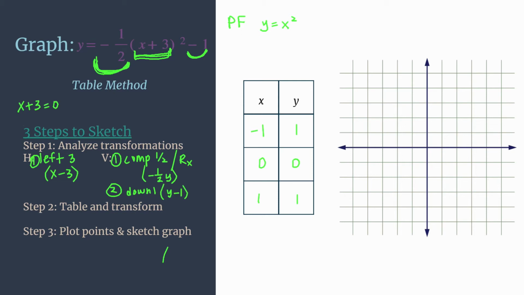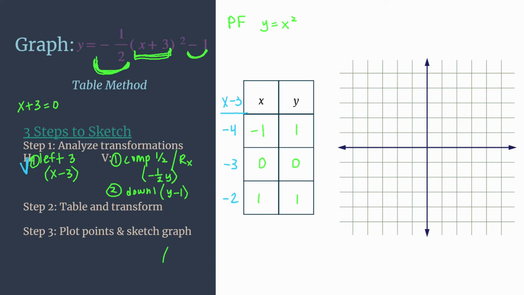All right, so we have all of our transformations organized and analyzed, and we are ready to transform in our table. Let's start by creating a horizontal column. We know we're going to be taking 3 away from all our x's, so each of our x's minus 3. So we have -4, -3, and -2. And those are our horizontal transformations done.